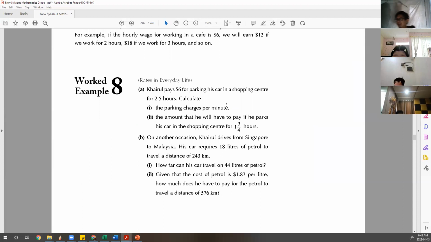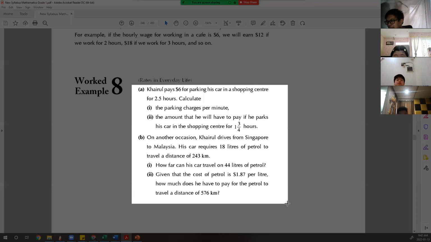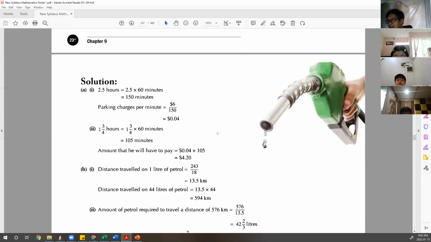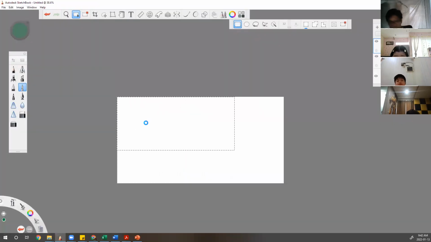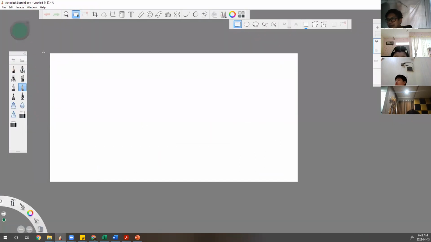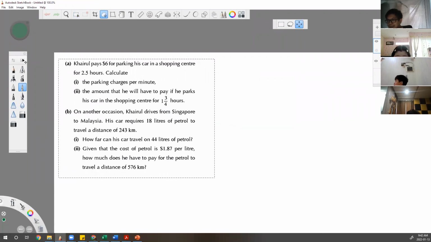Okay, so this is the worked example. I will explain to you without the explanation from the book. I think the explanation from the book is quite complicated. Let's see the easiest one. I will try to explain it with the easiest explanation that I can. Okay.